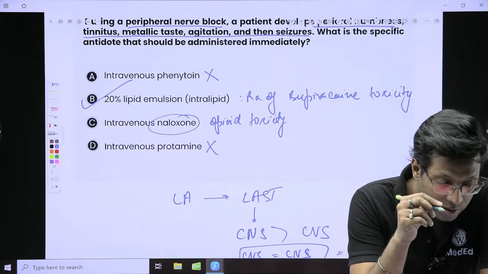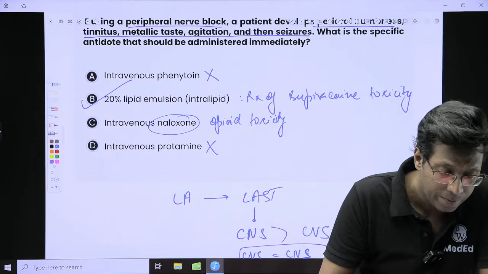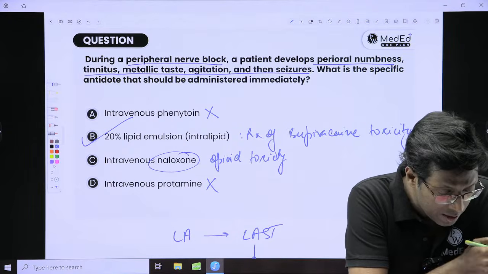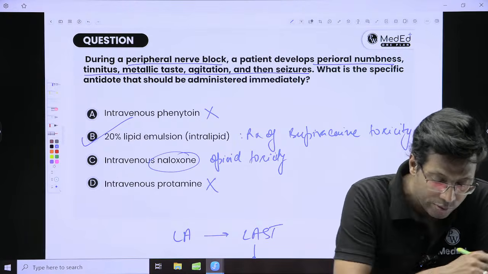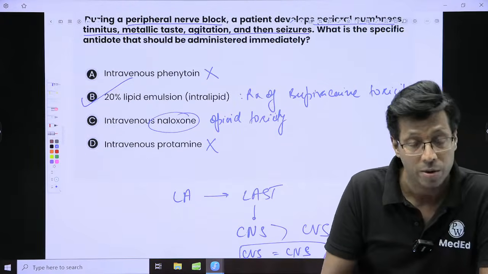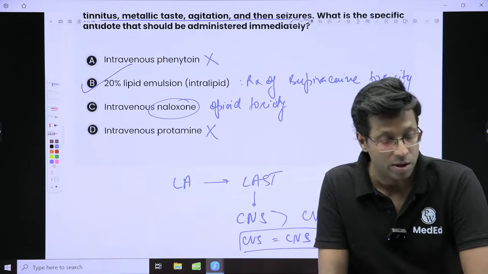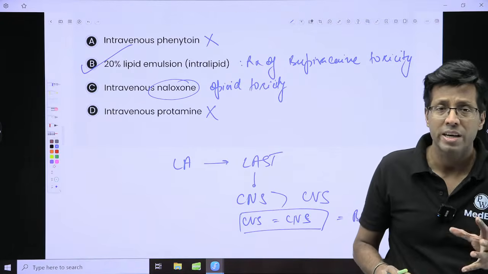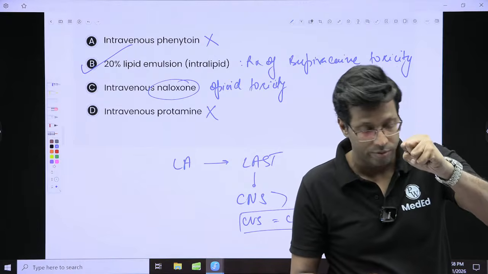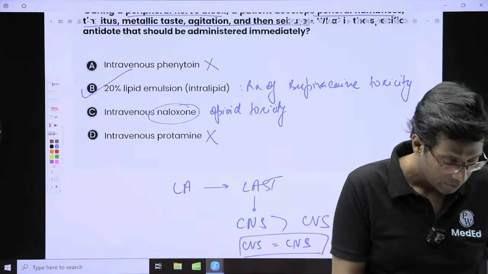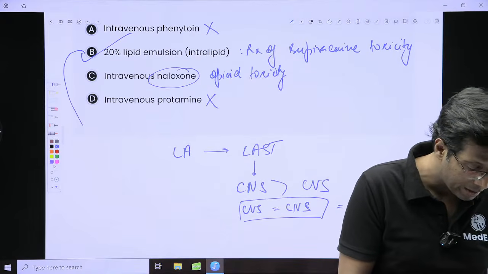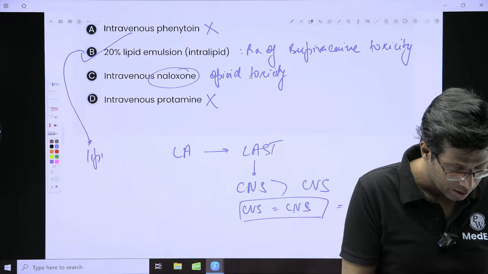Here we are discussing with local anesthesia systemic toxicity. The patient develops perioral numbness, tinnitus, metallic taste, agitation, and then seizures. All right. So therefore, the treatment is going to be treatment of the bupivacaine toxicity, 20% lipid emulsion. It's like a chelating agent. It will bind the molecules of bupivacaine and take it away. It's called a lipid sink theory. Right. It sinks all the lipid. It is called lipid sink theory.